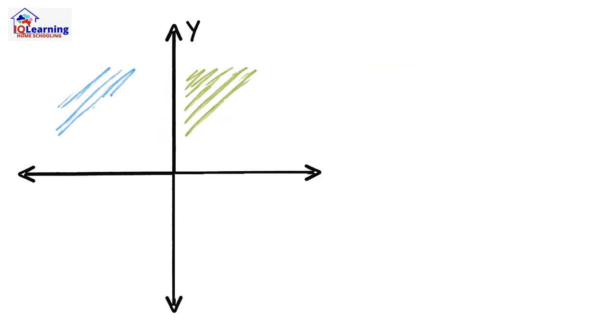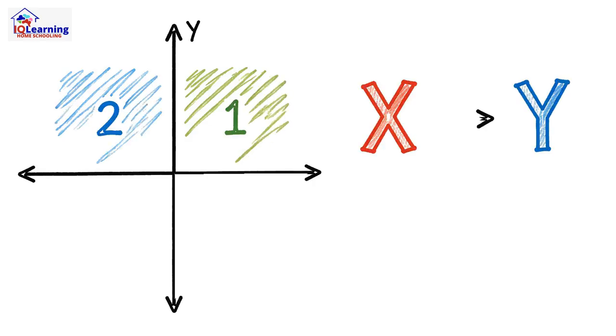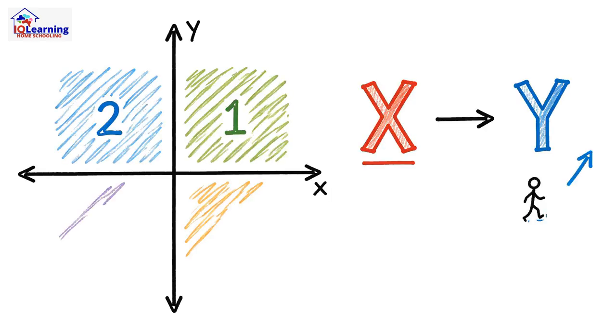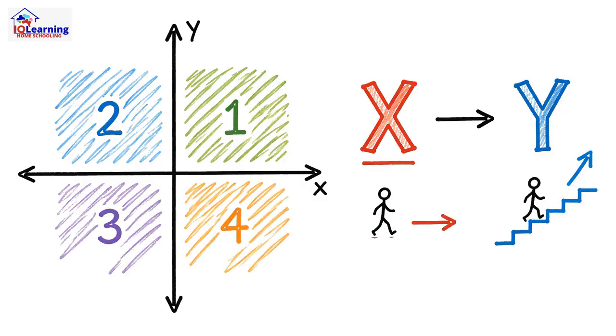The golden rule for navigating this map is simple. X always comes before y. Think of it like a secret code: along the hall, then up the stairs.